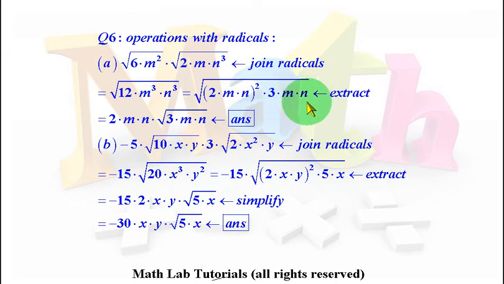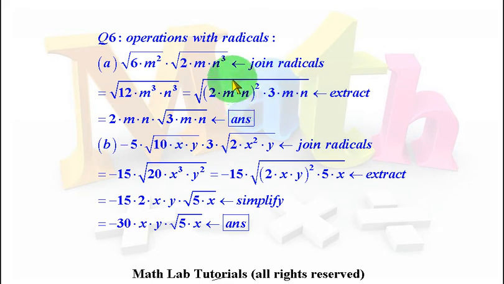And then we're looking for the balance, which is essentially the bad guy. So we have 2 to the power 2, which is 4. We need 12, so we need 3 out here. We have m squared. We need m cubed. We have an m out here. And we have n squared. We need n cubed, so we have another n out here. So the good guy will be 2mn. The bad guy will be 3mn.